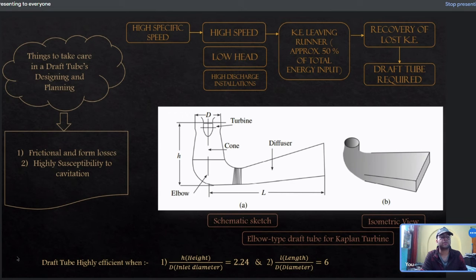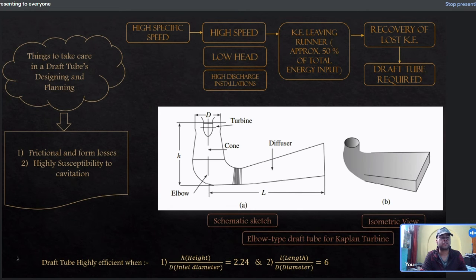The high specific speed of the Kaplan turbine leads to a high speed, low head, and high discharge installation. The kinetic energy leaving the runner is relatively very high, about 50% of the total input energy. This substantial energy needs to be recovered, thus the draft tube is used in the Kaplan turbine.